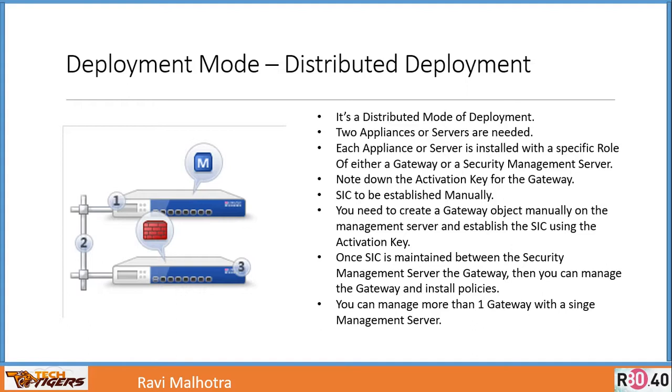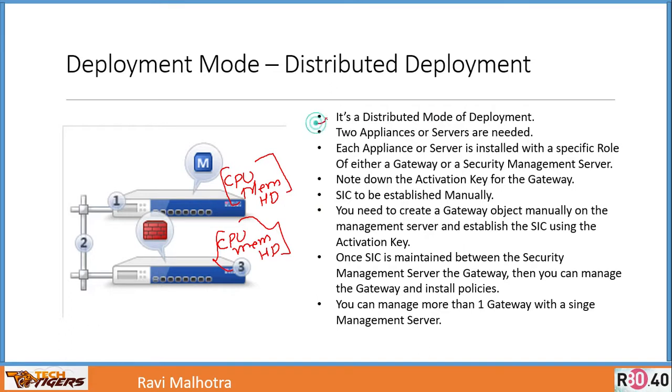So considering such situations, there is another deployment option that you need to choose, which is called distributed. We have dedicated appliances for dedicated roles. That means the entire resources of CPU, memory, as well as hard disk are dedicated to each role. So management has its own CPU, memory, hard disk. Firewall has its own CPU, memory, as well as hard disk. So it's a distributed mode of deployment.